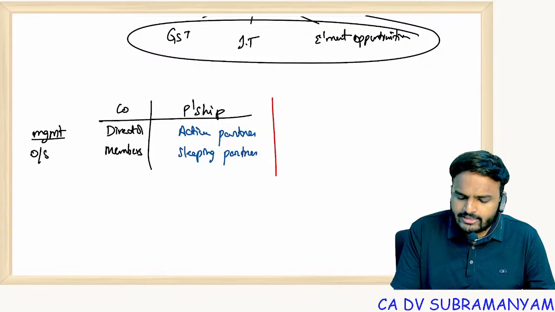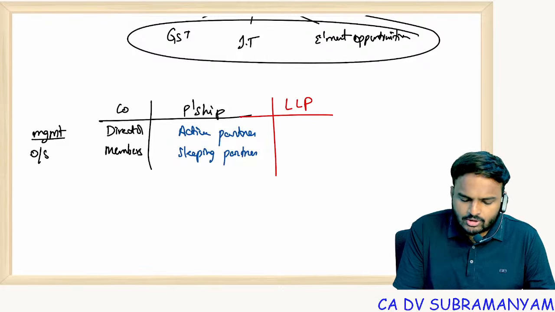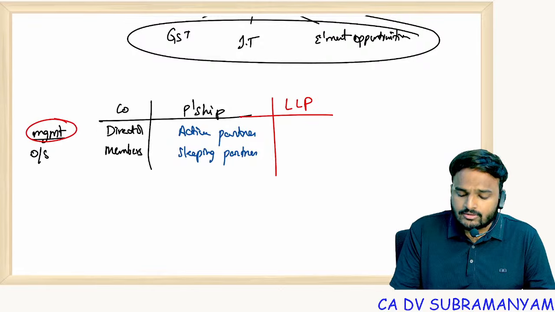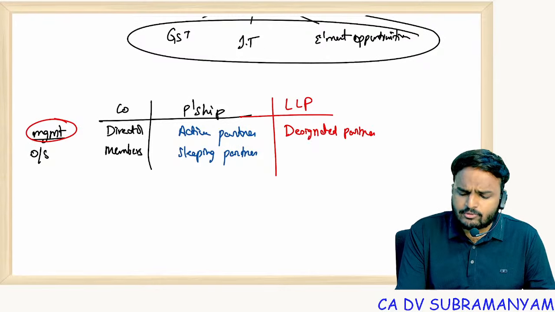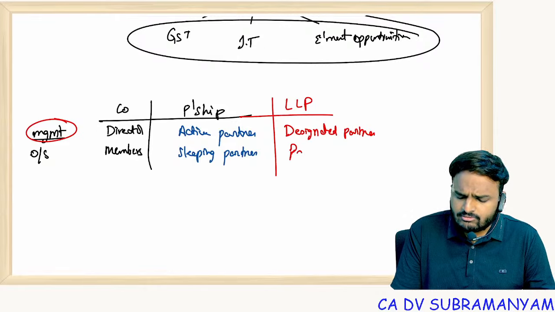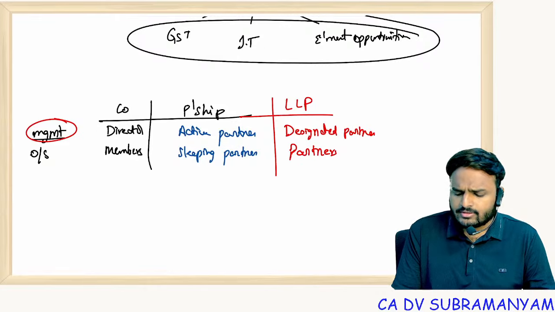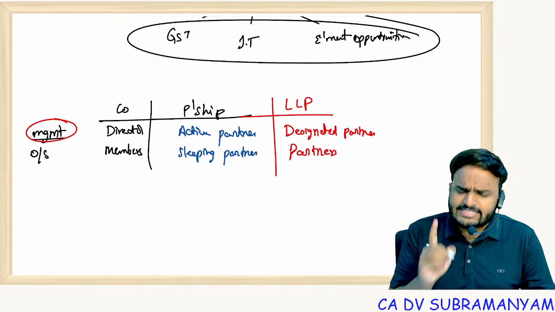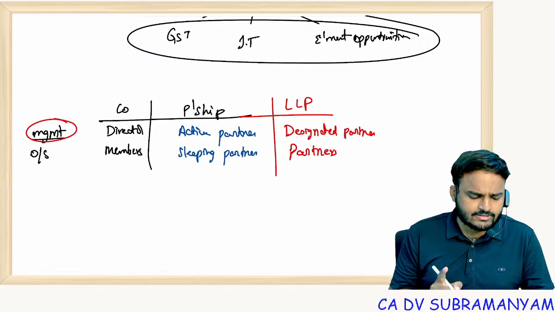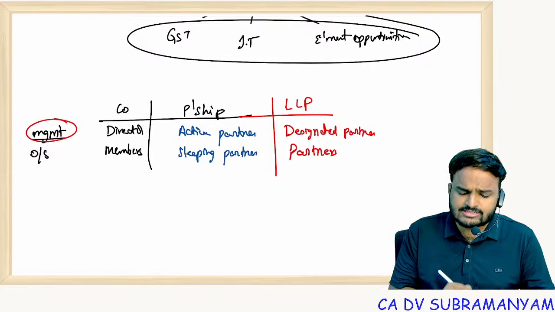If you take the LLP concept, those who participate in management, we call them designated partners. And those with just ownership only, sir? They're having only ownership. Now they will be normal partners. Now you see, the concept is the same, but the designation is different. What is the difference in designation?